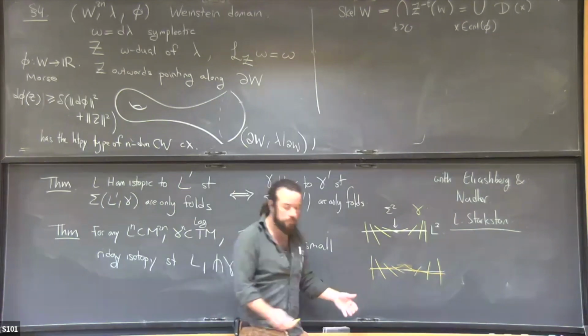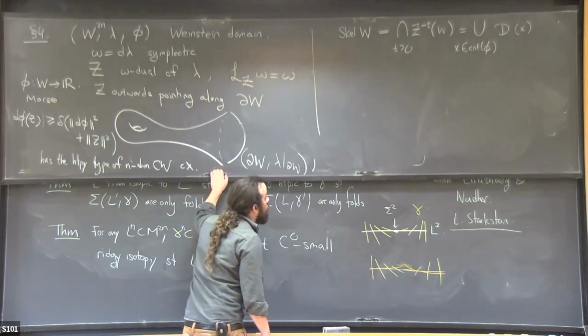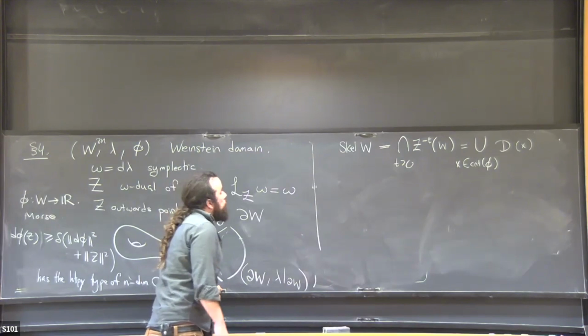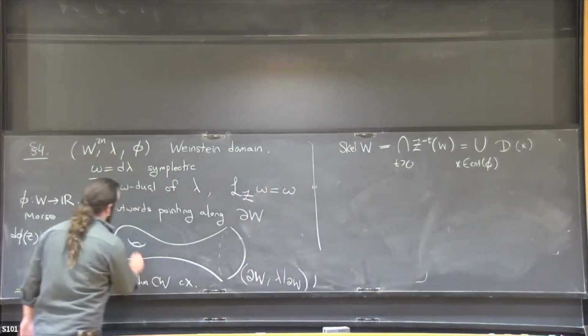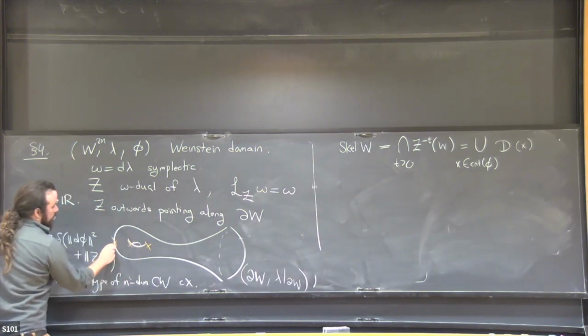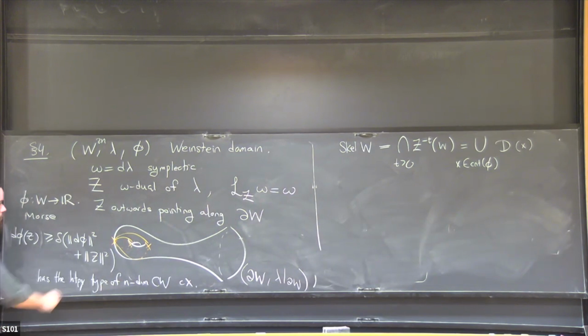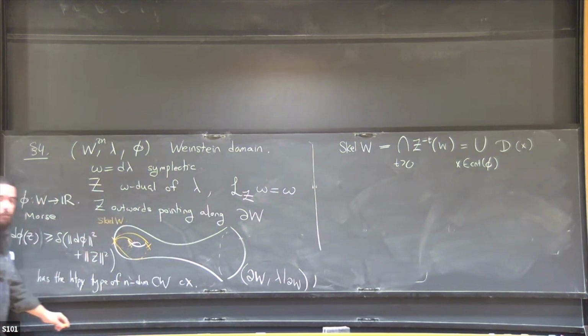Okay. So we have the skeleton. In this case, it has some critical points. And the skeleton is the union of the stable manifolds.